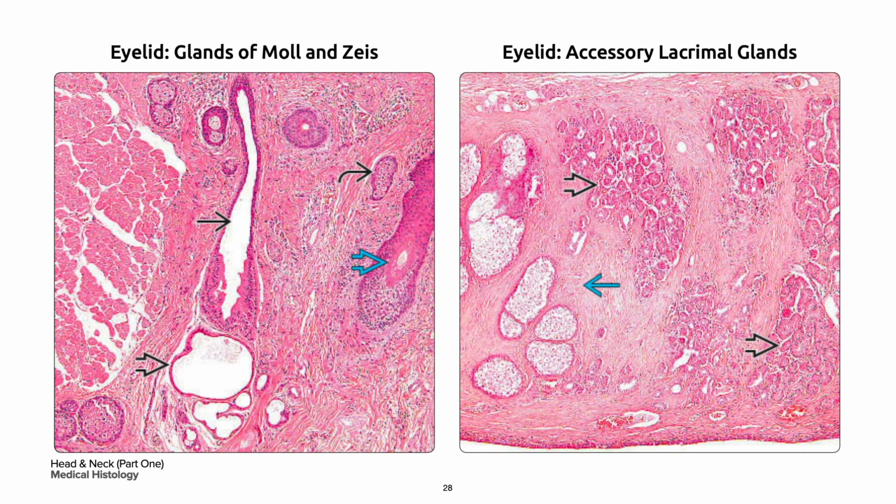On your left are the glands of Moll in black bold arrow, or apocrine glands, that drain via a duct in single black arrow into the hair follicles that make up the eyelashes. The glands of Zeiss in curved black arrow are sebaceous glands that may be found in the same area and drain into the hair follicle in bold blue arrow as well.